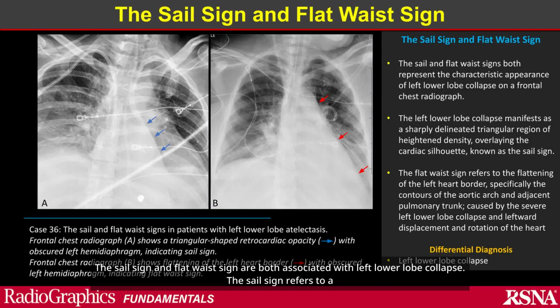The sail sign and flat waist sign are both associated with left lower lobe collapse. The sail sign refers to a sharply outlined, triangular opacity behind the heart, created by the collapsed lobe projected over the cardiac silhouette. The flat waist sign describes the straightening of the left cardiac margin, particularly the contours of the aortic arch and pulmonary trunk, as the collapsed lobe pulls the heart leftward and upward. Together, these two signs provide powerful radiographic evidence of left lower lobe collapse.